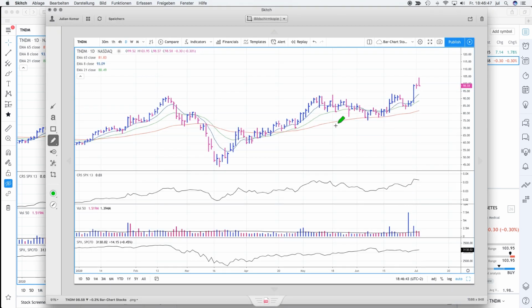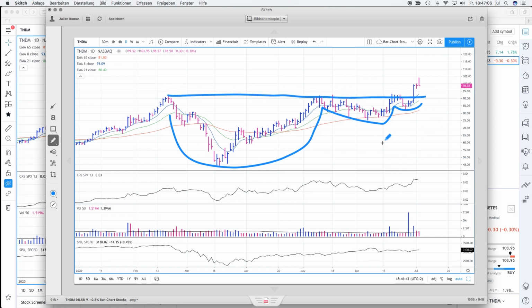A few days ago, I bought into this stock, Tandem Diabetes, and you can see here a very similar pattern. So that's a cup and handle, or if you want, it could also be like a volatility contraction pattern.